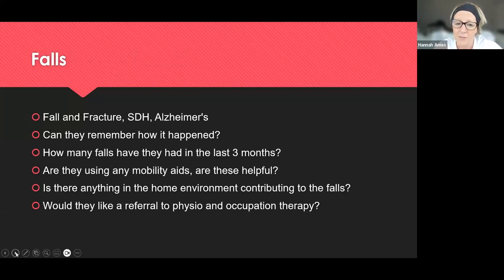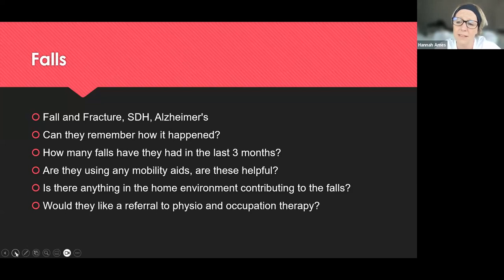Again, like falls, if I've got a patient that's had a fall, this could be the fall and fracture scenario, the subdural hematoma, or the Alzheimer's patient who can be at risk of falls. I might want to ask them a little bit more about their falls history. So can they remember how the fall happened? How many falls have they had over a period of time? Are they using any mobility aids, and are these helpful or not helpful? If they've had their fall at home, is there anything in their home environment contributing to the falls?